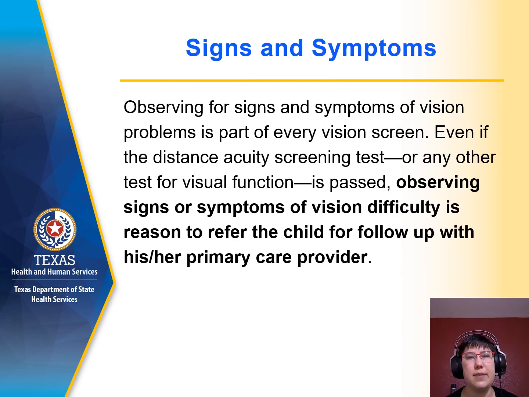Now, signs and symptoms. Observing for signs and symptoms of a vision problem is part of every vision screen. Even if the distance acuity screening test or any other test for visual function is passed, if you observe any signs or symptoms of a vision difficulty, it is a reason to refer the child for follow-up to their provider. Just like hearing screening, if a kid has found a way to game the screen, you still need to refer them if you notice that there's a problem.